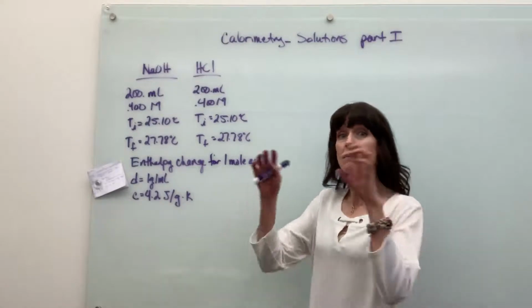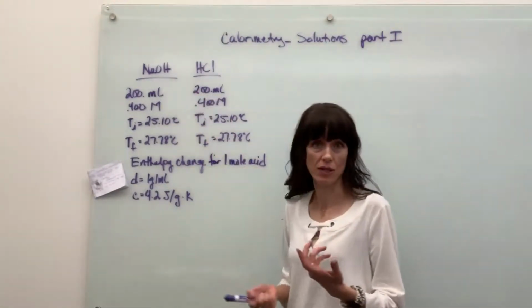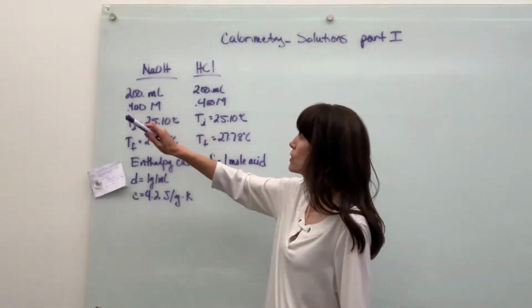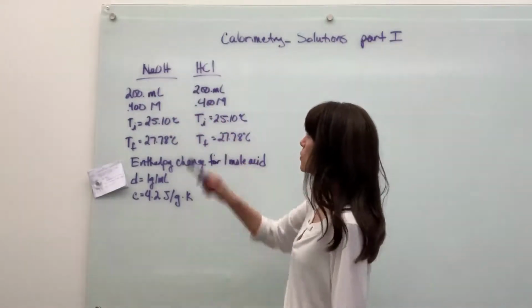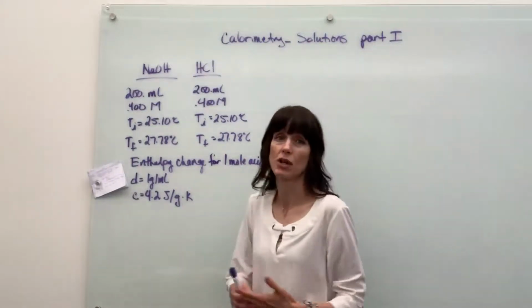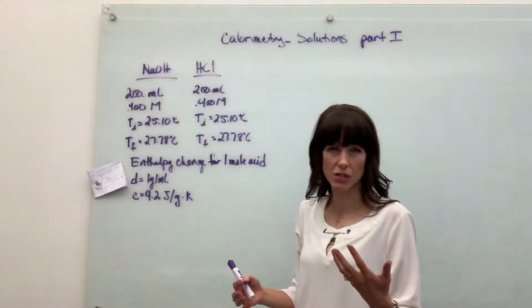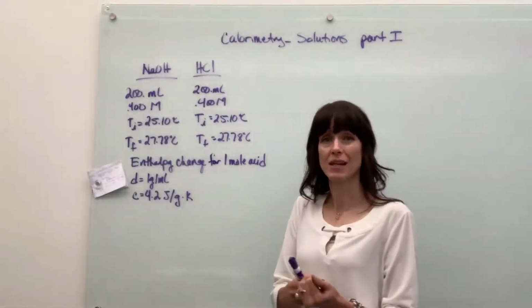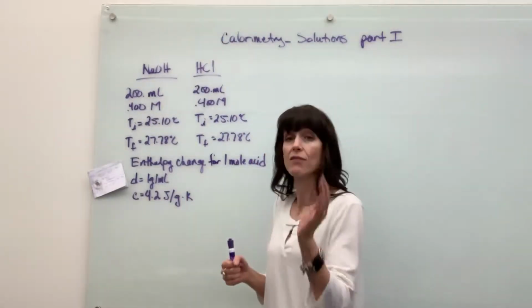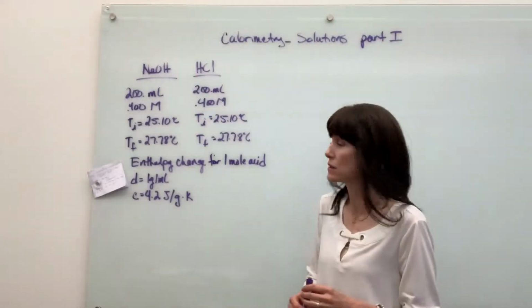We're told that we're going to create a solution mixing sodium hydroxide and hydrochloric acid. So I wrote down everything that was given in the problem. We have 200 mL of 0.4 molar sodium hydroxide, 200 mL of 0.4 molar HCl. The initial temperature of both of these was 25.1 degrees C, so I wrote T initial for both of them, and the final temperature, at thermal equilibrium, where these come to a final highest temperature after they're mixed, is 27.78 degrees C.